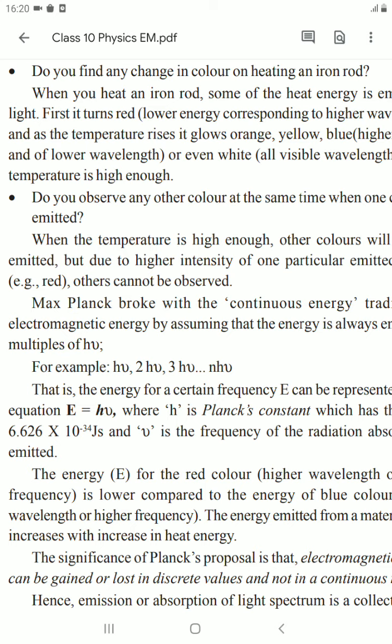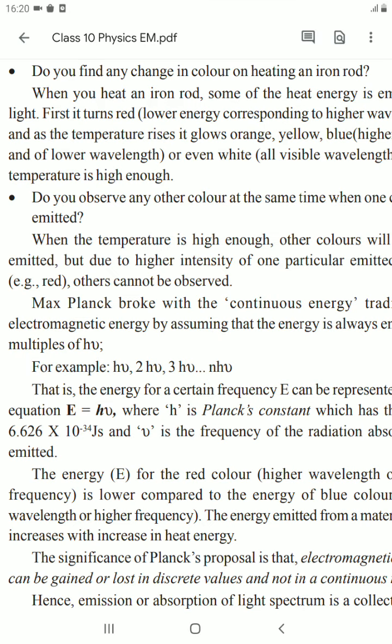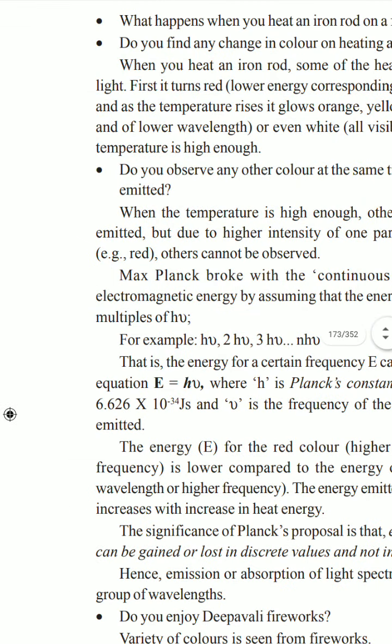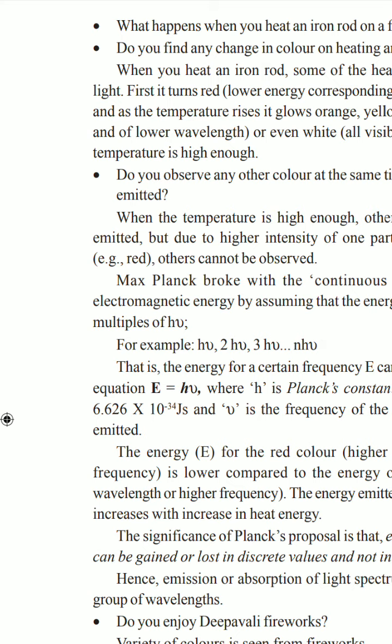E is the emitted energy from the object or from any atom. The emitted energy will be taken as E, and mu is the frequency of the light, and here h is nothing but Planck's constant. This is a constant value, and it should be taken as 6.626 into 10 power minus 34 joule seconds. So why are we taking joule seconds?